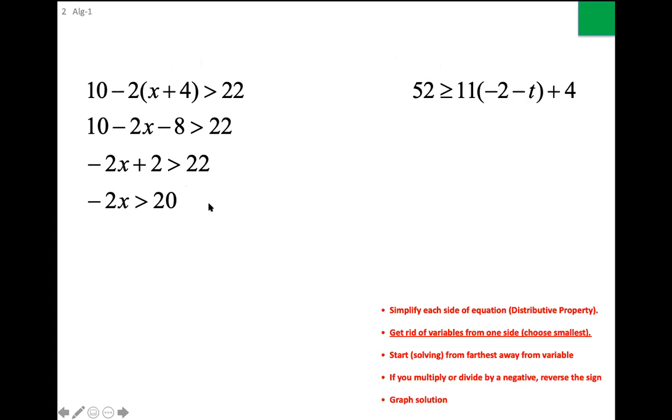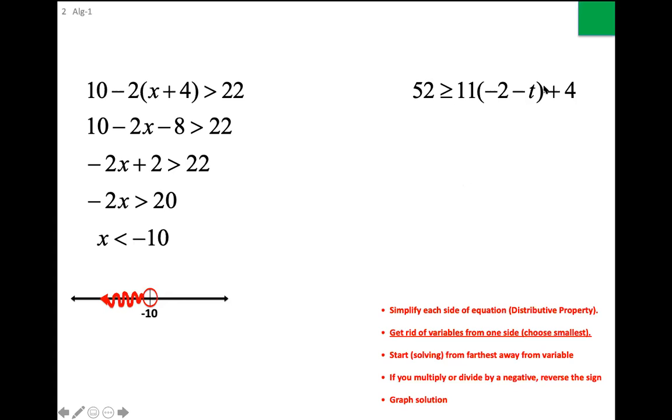22 minus 2 is 20. And then last step, we're not adding 2 to both sides. It's attached by multiplication. So we're going to divide by -2. That would flip the inequality. Notice I flipped the inequality because I'm dividing by -2. And I get -10. That would be open circle. X is smaller than -10, so shade left.